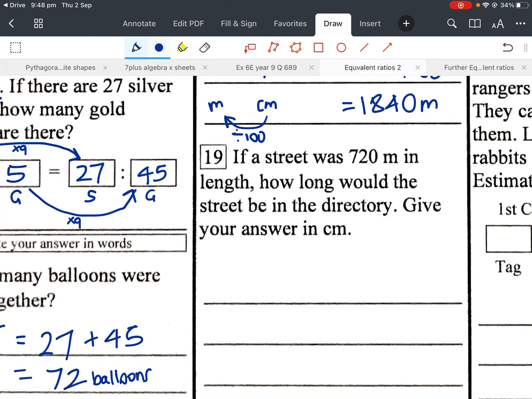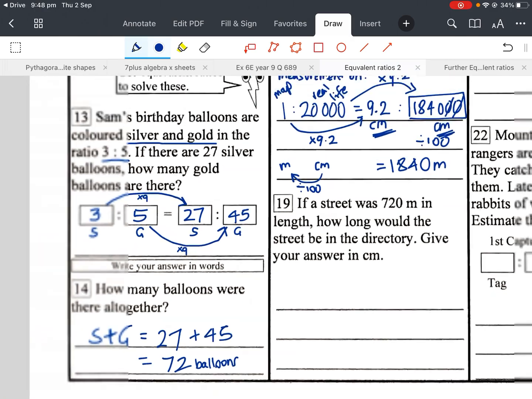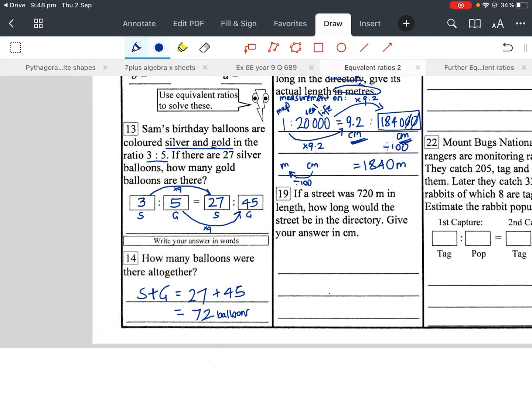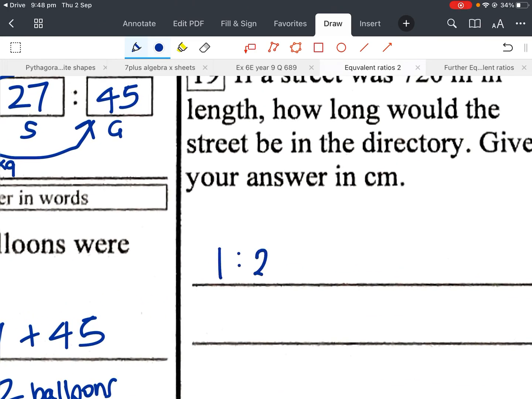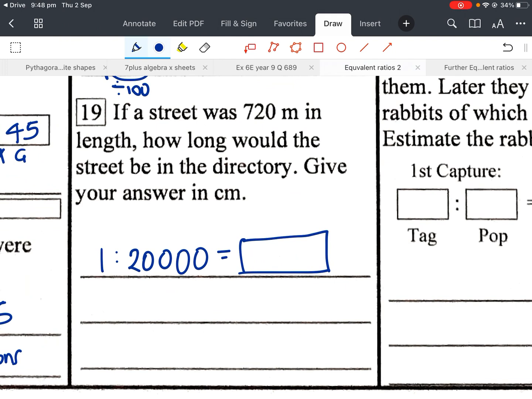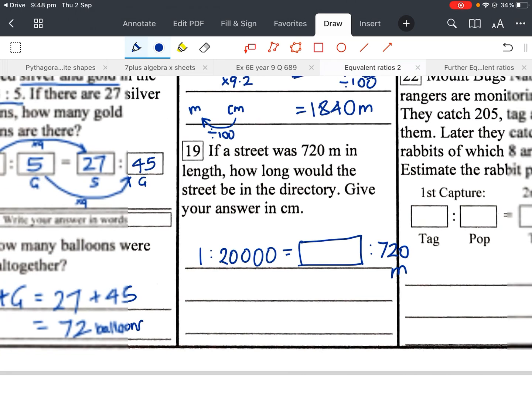Okay, now question 19, I think, is the same thing. It says if a street was 720 meters in length, how long would the street be in the directory? So we need to use that same 1 is to 20,000. This time we don't know this number, but we do know this number, and it's 720 meters, isn't it?